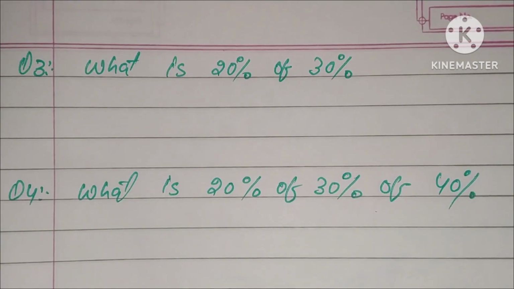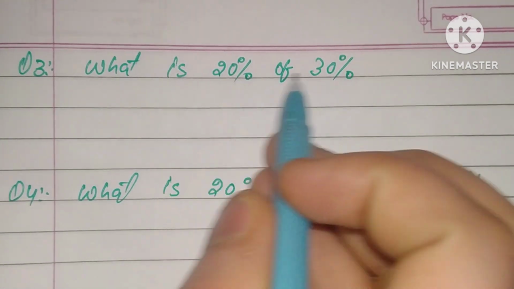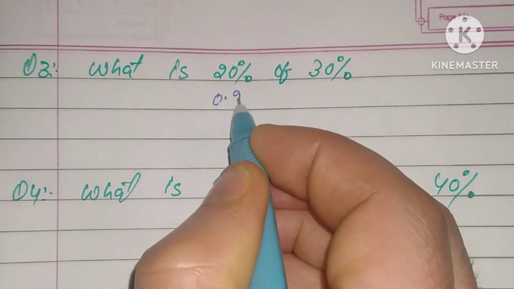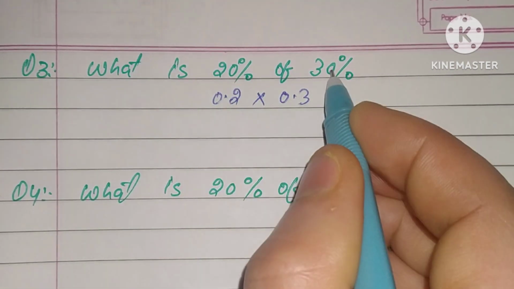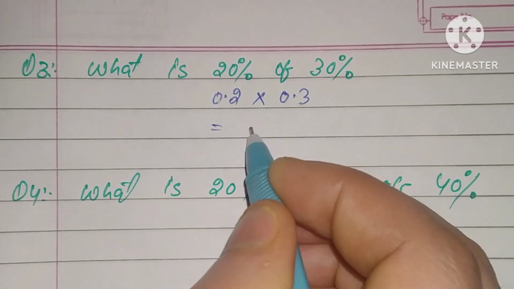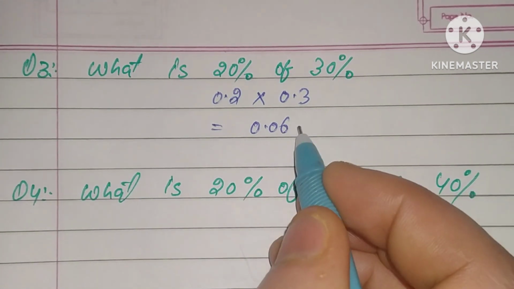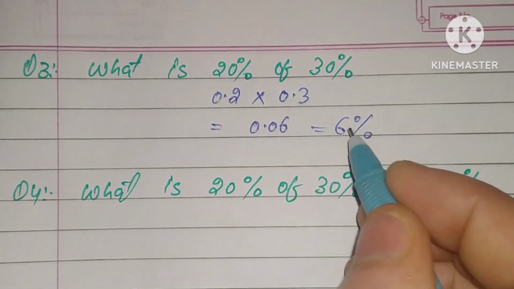Let us discuss some more questions. What is 20% of 30%? I have told you that 20% means 0.2 and 30% means 0.3. So 20% of 30% is 0.2 into 0.3. It will be 3 2s are 6, 0.06. In percentage, it will be multiplied by 100. It will be 6%. So 20% of 30% will be 6%.